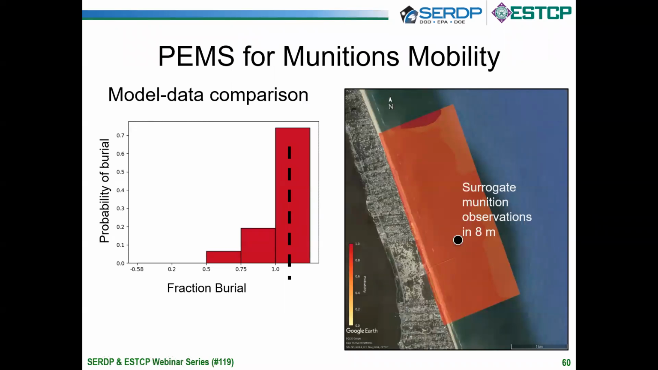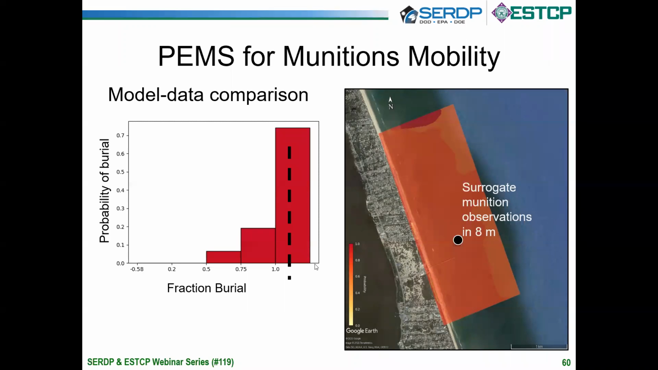And so here we've got comparing model and data, and this is for the example at Duck, North Carolina again. This location right here that you see is approximately the location just north of the pier where we had our instruments back in 2015. What this graphic on the left is showing you, with this black dashed line here, is that over 70% of the munitions have a probability of being 100% buried. I believe that is what we're looking at here.